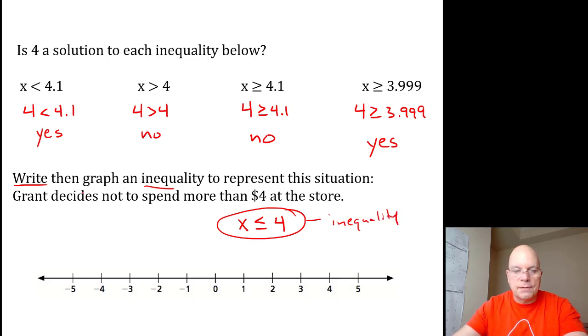The graph is going to be graphed on the number line. So X could be any value less than 4, or it could be equal to 4. Since it could be exactly 4, we put a solid dot at 4. And since it could be any value less than 4, we put an arrow to the left.